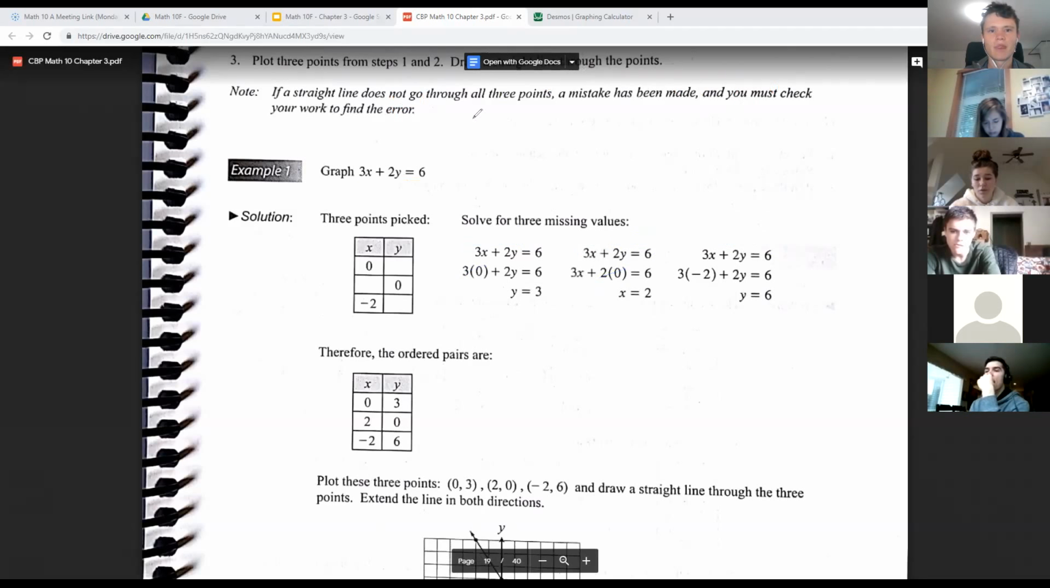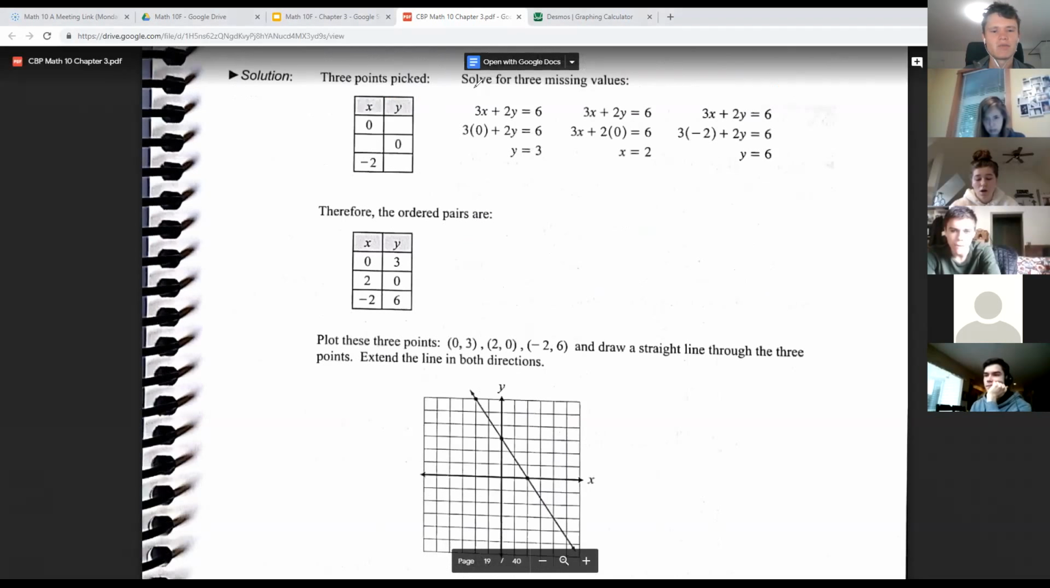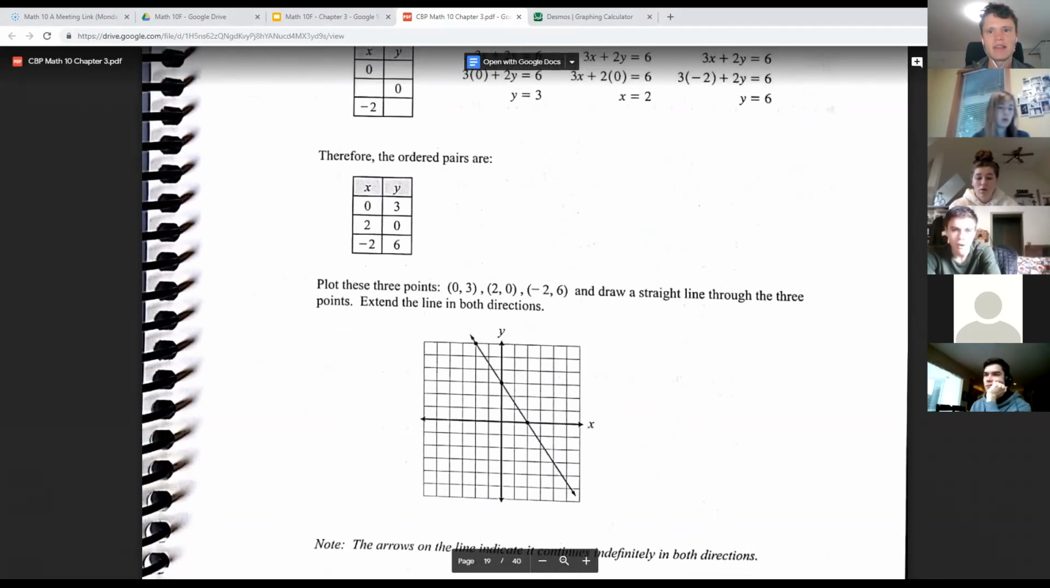All right. From there, they completed their table of values and then they plotted those points on the graph. So (0, 3) is right there, and (2, 0) is right there, and then (-2, 6) is right there. And then they just drew a straight line connecting them.